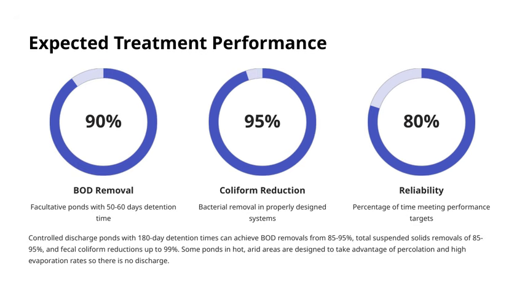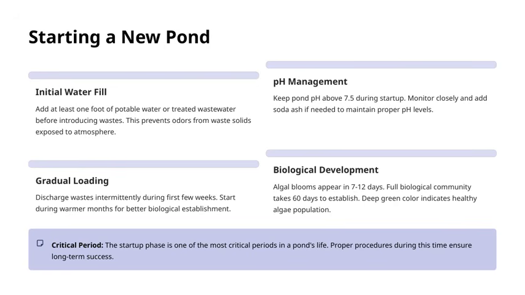When starting a new pond, the initial water fill is a crucial step. You want to add at least 1 foot of potable water or treated wastewater before introducing any wastes. This helps prevent odors that can develop if waste solids are exposed to the atmosphere early on. Next, pH management is essential during startup. Keep the pond's pH above 7.5 and monitor it closely. If needed, add soda ash to maintain that proper pH level, which is important for biological activity and overall pond health.